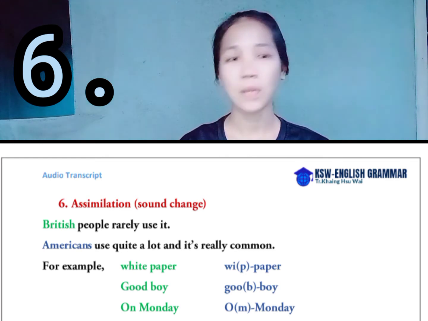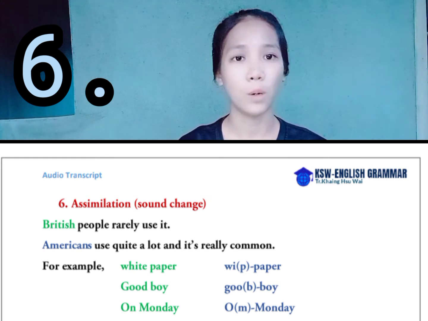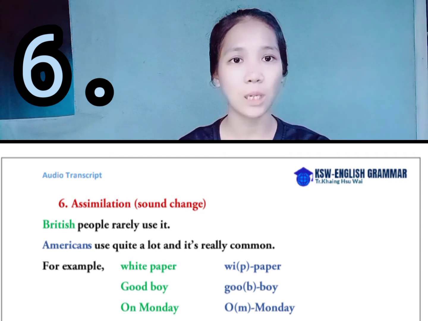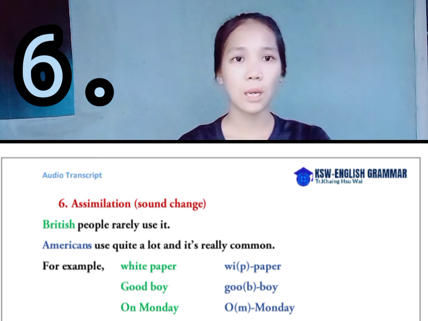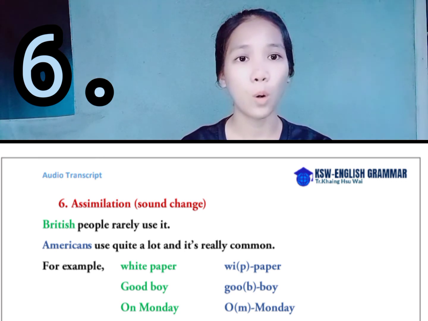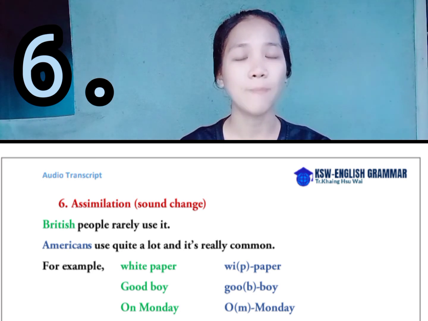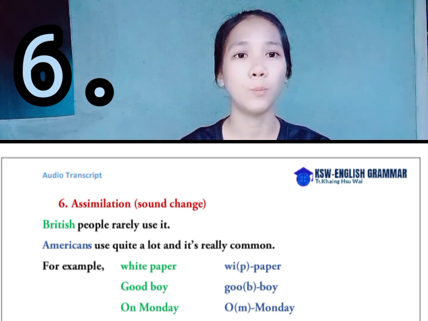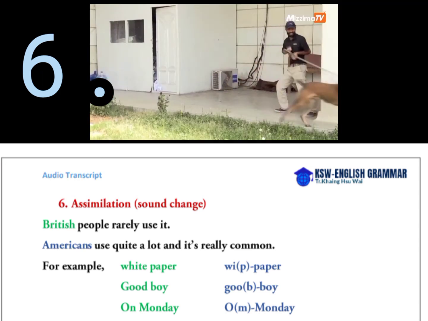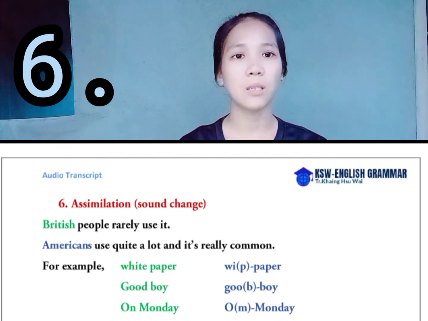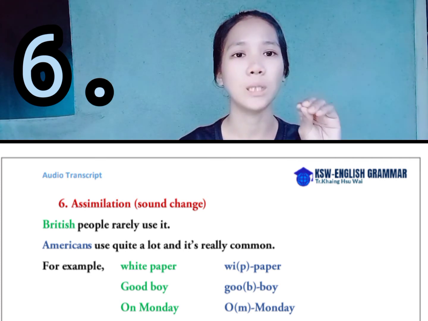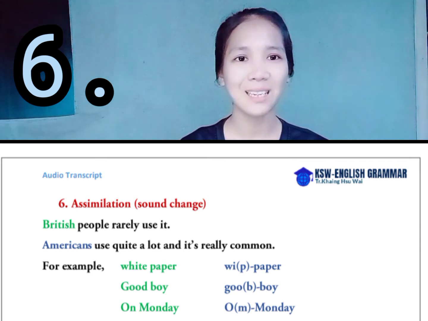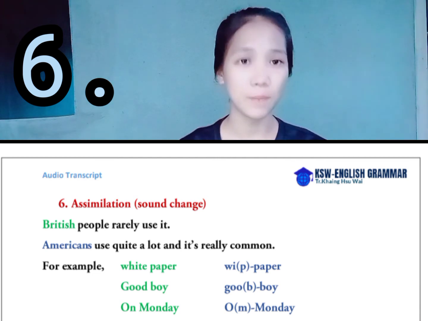Okay, the second is good boy. Here is this D sound in good, but after that comes boy. So it starts with B. So they change the D sound into B. So good boy. Very nice. Okay, and the third is on Monday. On Monday, the N is changed into M. So on Monday. Okay, this is number 6.